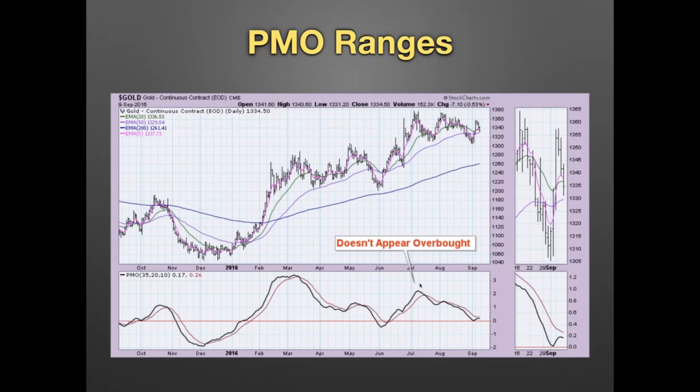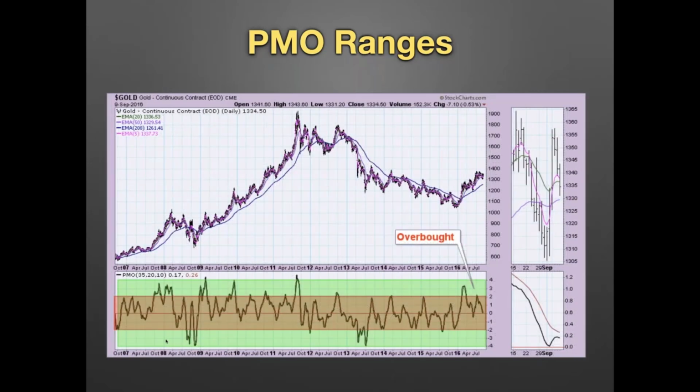But this over here doesn't really look overbought. It doesn't look overbought at all. So my question would be, is it really overbought? And there's a way that you can check that, and that is by moving your time frame out about 5 to 7 years, and then you get a really good idea of what the PMO range is typically. So you can see the outliers here, but typically it's going to travel within this range. So that top that we saw in the other chart, you can see was actually an overbought reading. So that's one way you can check overbought and oversold with the PMO.